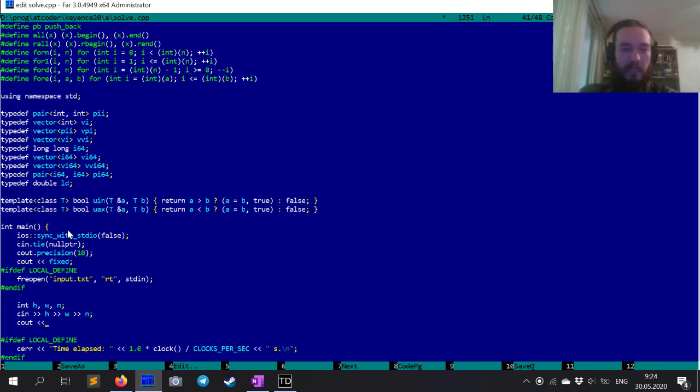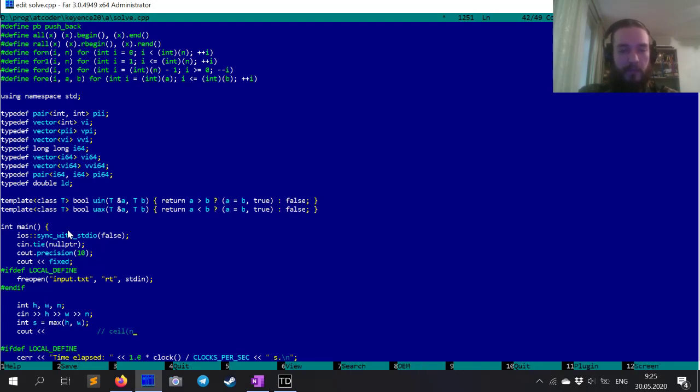So we read the numbers and then we output something. We want to output n. Let me introduce this variable s, so we want to output n over s rounded up. How do we do that? If you're not familiar, this is something that appears a lot. If we wanted to round down, we would output just n over s, because that's how C++ works.